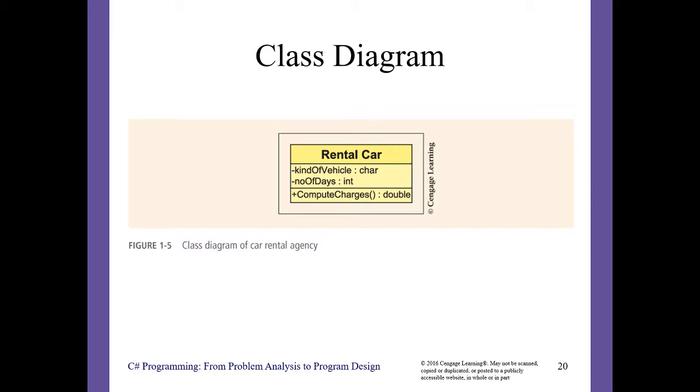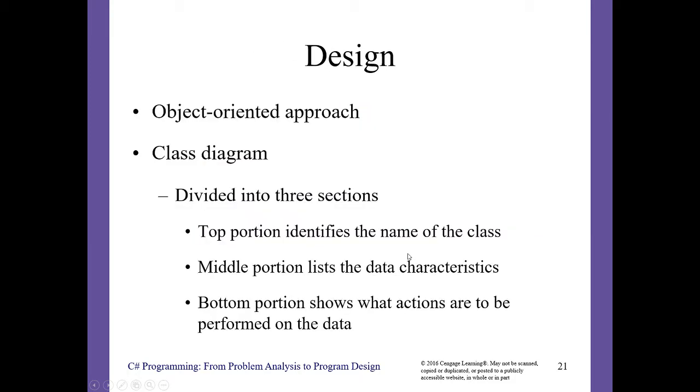In our class diagram, we say that we have two data values that we're going to keep track of: the kind of vehicle, which is a char data type, and the number of days that vehicle is going to be kept, which is an integer. We've added a little bit more and said that our rental car object is going to need to know how to calculate the charges. When it calculates charges, it's going to do so in a method or subprogram called compute charges, and that subprogram is going to return a double data type value to the caller to let them know how much the charges would be.